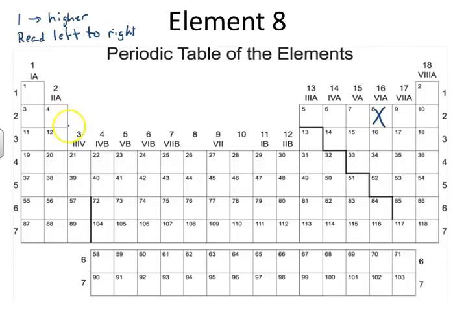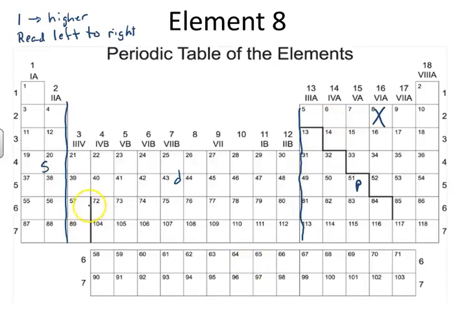Another important thing is knowing where boundaries are between blocks. Just as an example, we have a boundary right here between family 2 and family 3. That separates the S block from the D block. We have a boundary here that separates the D block from the P block. And it also, as you can see, if we're on period 2, we're going to go straight from the S block to the P block as we move left to right across the table.